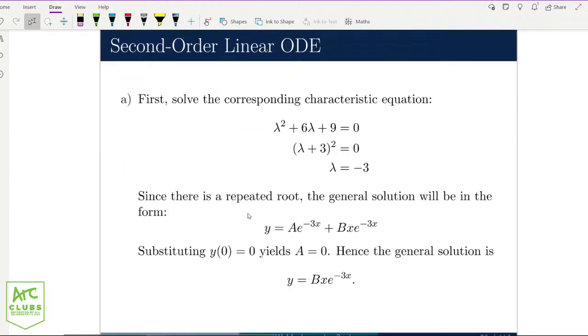So if we write it out, and then substitute in the initial condition, y(0) is equal to 0, we will actually get that a is equal to 0. So the first term will just disappear, and we end up with a general solution that's essentially y is equal to bx e to the power of -3x.